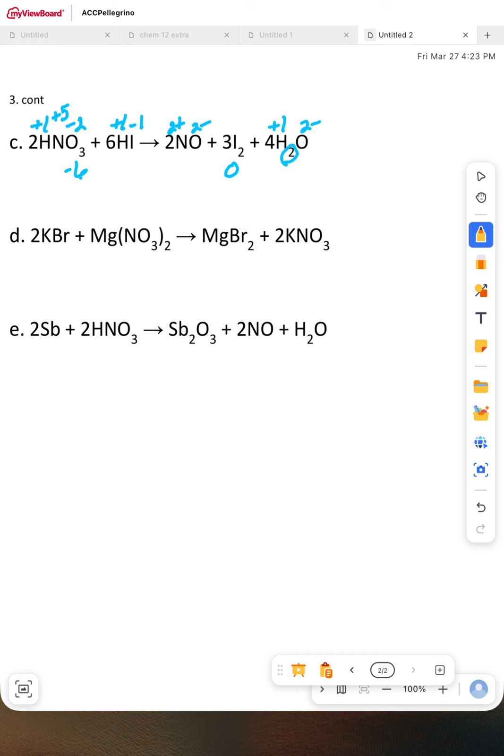But what did change was our nitrogen went from +5 on the reactant side to +2 on the product side. And our iodine went from -1 on the reactant side to 0 on the product side. So our iodine gained electrons, so it was reduced. And no, I'm sorry. Take that back.